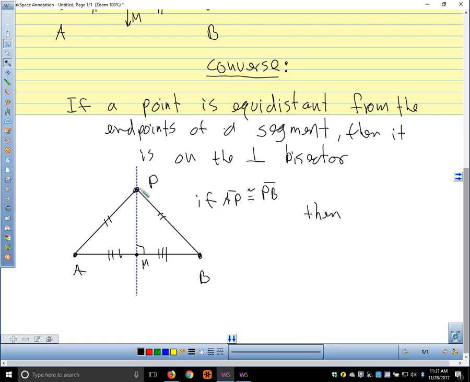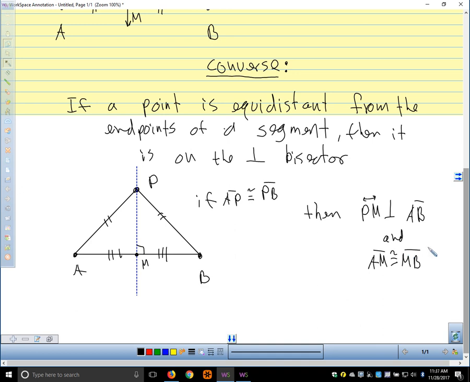If those are congruent, then if we draw the segment here to point M, line PM is going to be perpendicular to segment AB, and AM is going to be congruent to segment MB.